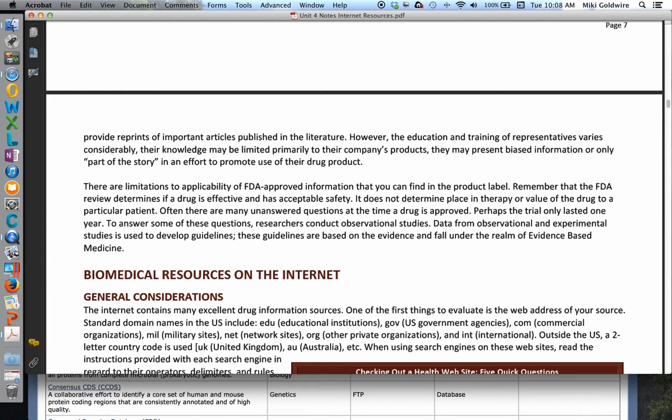The main limitation to using the pharmaceutical companies is that they generally have to talk to labeled uses. So, if you wanted information that has to do with off-label use of a drug, the pharmaceutical company representative will not be able to help you.